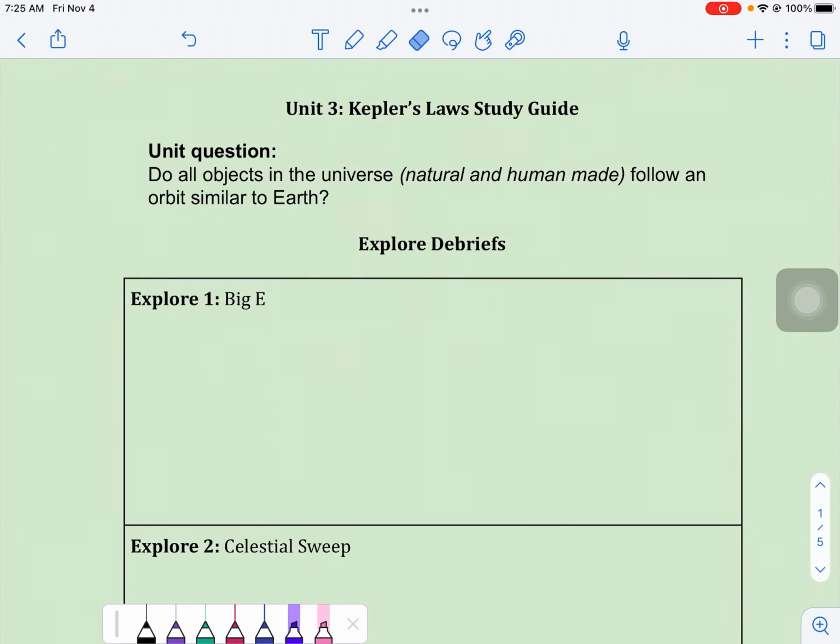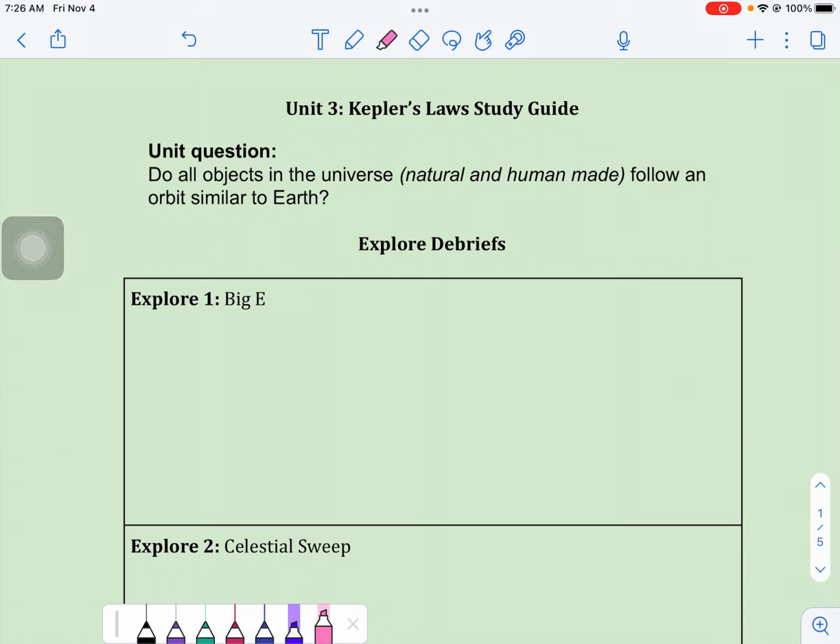We're getting started here with our brand new Kepler's Laws study guide. We know there are 3 Kepler's Laws, and we want to be able to use those laws to answer and elaborate on our unit question. Do all objects in the universe, both natural and human-made, follow an orbit similar to Earth? And if so, what are those similarities?